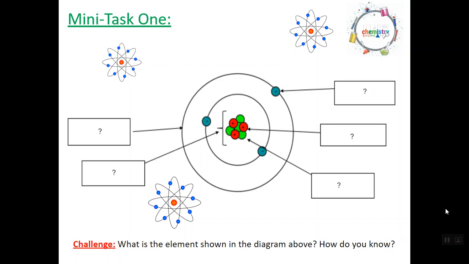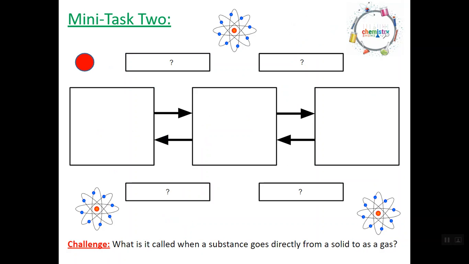There is also a little challenge activity for higher tier students or for anyone who wants to attempt those for each activity that's there. So the first one is labelling the atom. The second one is to do with states of matter.